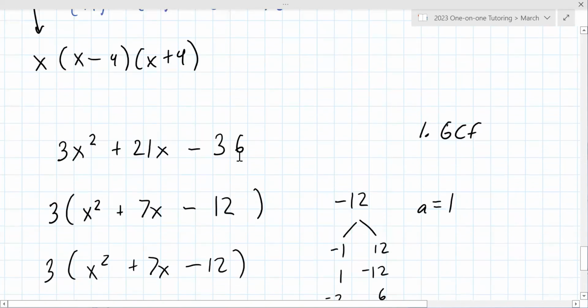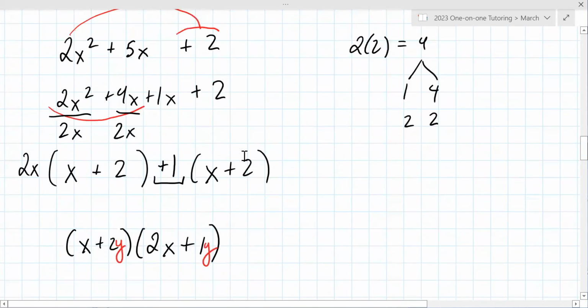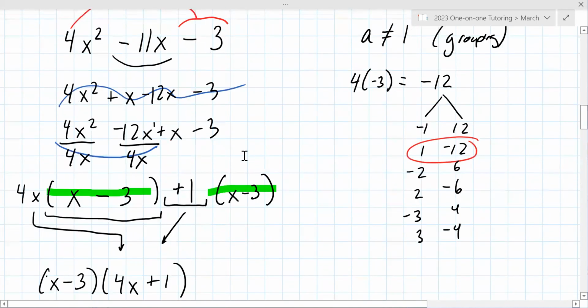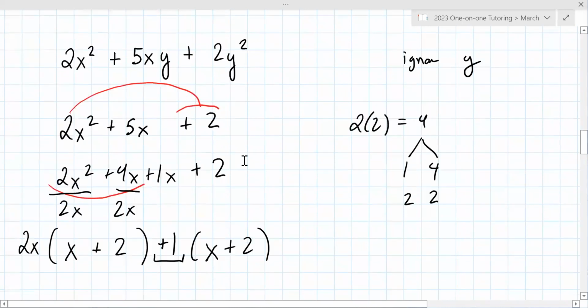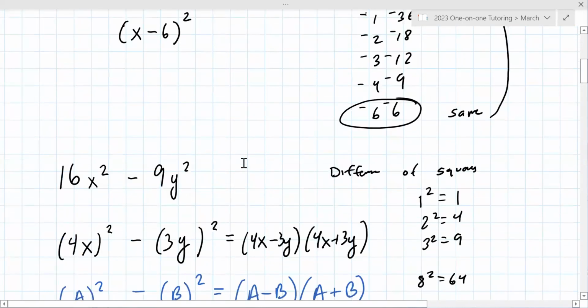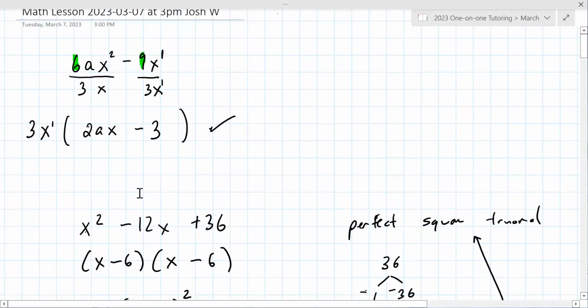Let's go back and look at one that we did already, because you were able to do it here. All right, so here we go. It's not a good example. Let's go right back to this one here. So it was -6, -6. Right? Okay. And then you wrote x -6, -6. So whatever pair works, that's what you put in parentheses.